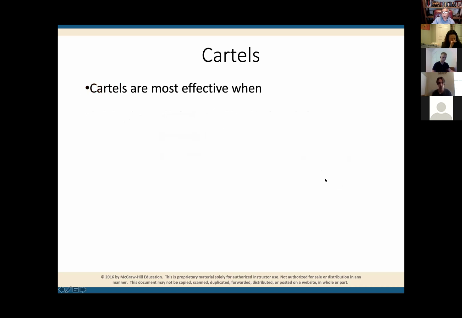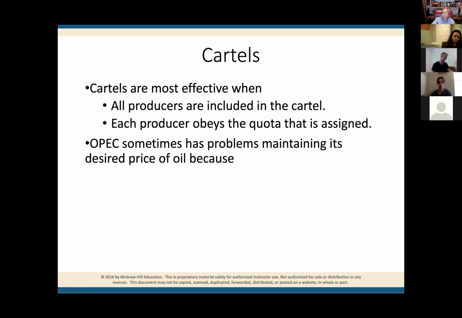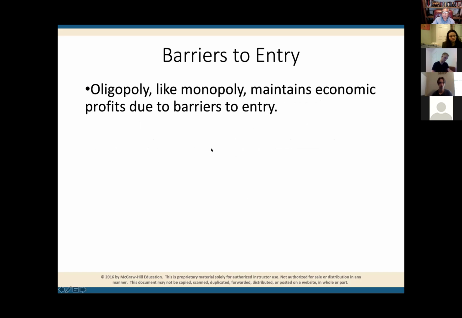So cartels work only when all the producers become members of the cartel, and everybody's going to obey the assigned quotas. OPEC has lost some of its power because some of the countries in the world have decided to produce more than what they're supposed to produce. And that's why we have a surplus of oil, okay?